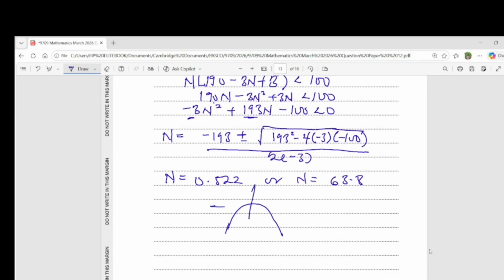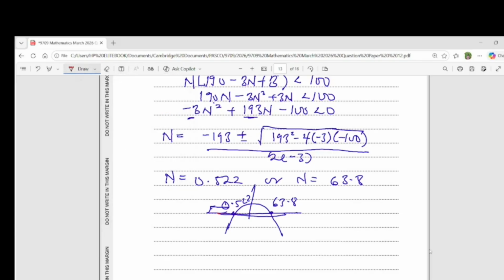Then I will put the two values here. The first one is 0.522 over here, and the other one is 63.8. Then we want to find all values of n that are less than 0. Less than 0 is below the line here. It's a different color.